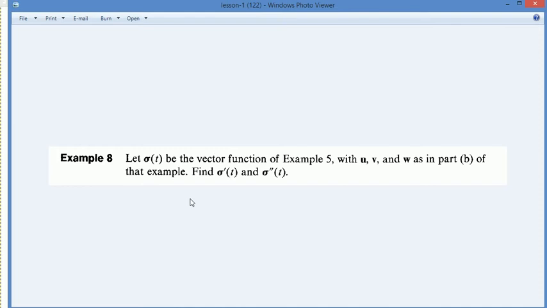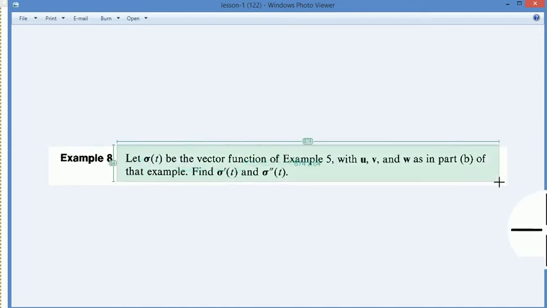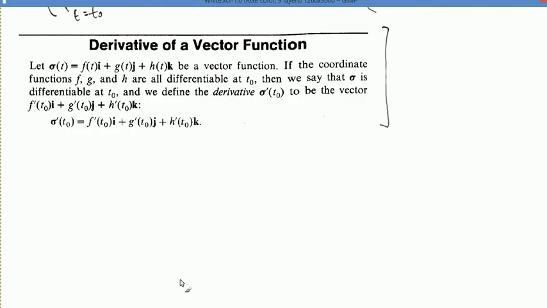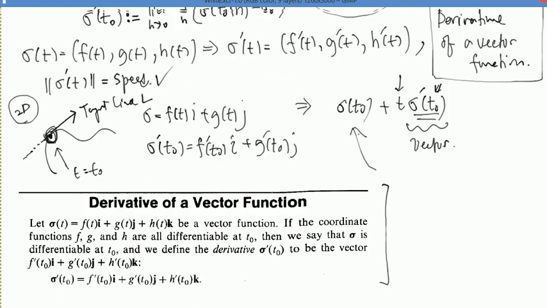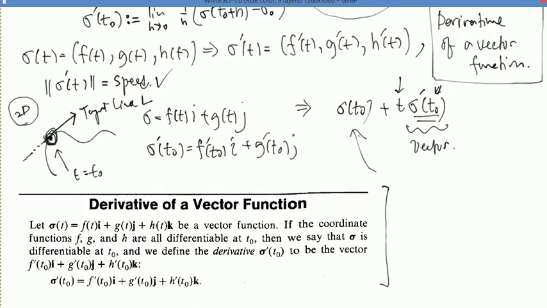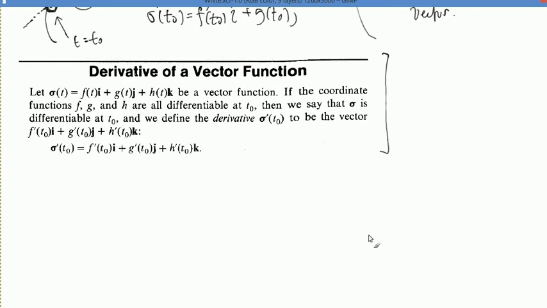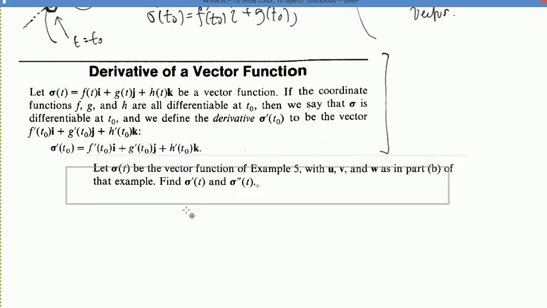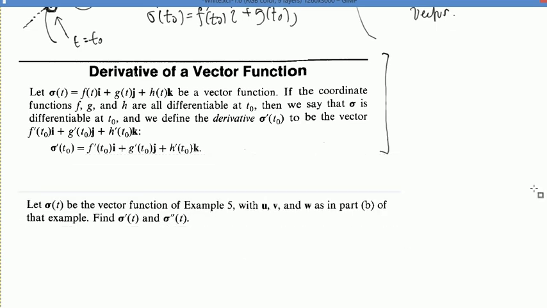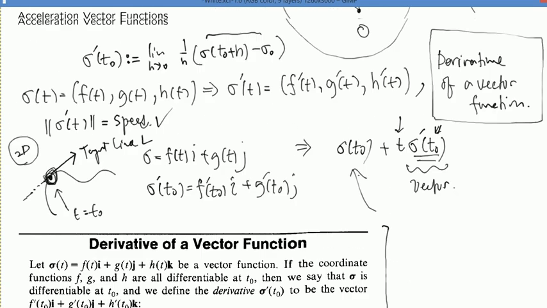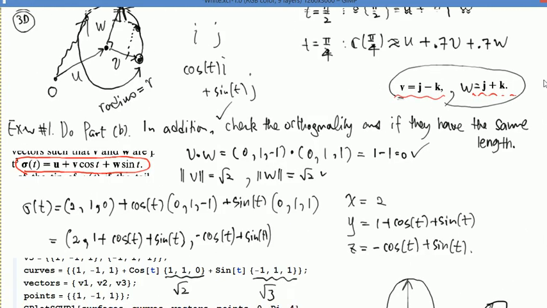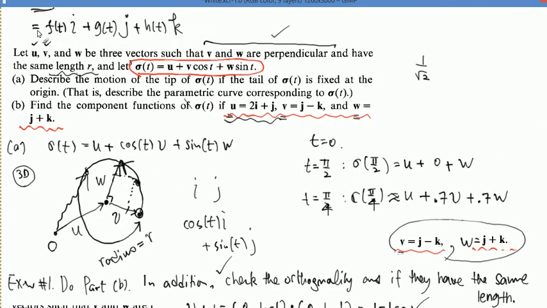I have that sigma t up there. So why don't we go ahead and just compute this sigma prime t and sigma double prime t. I think that's simple enough. All you have to do is take the derivative of each component. Just practice, and think about the meaning of this one later. Example 5 was this guy right here. So I'm going to grab that.